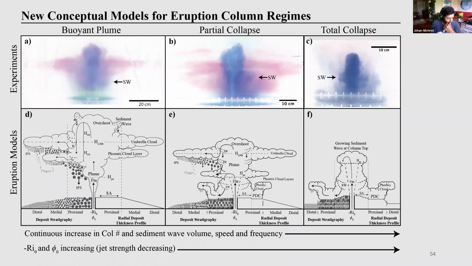Yes. I forgot whose talk it was. I saw at HU someone doing experiments with one side of the vent higher than the other. Is that what you're referring to? Yeah, that was you guys, right?